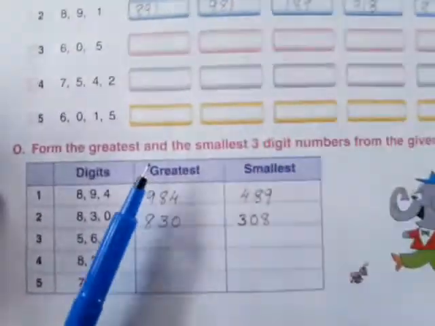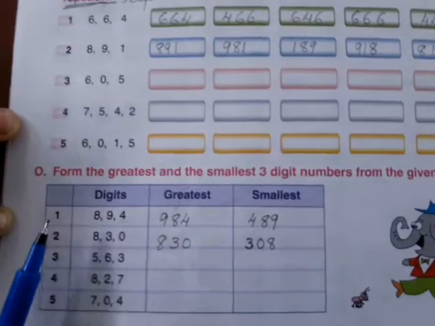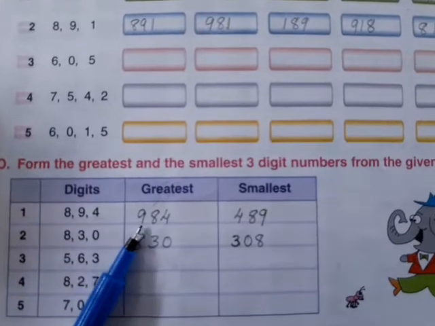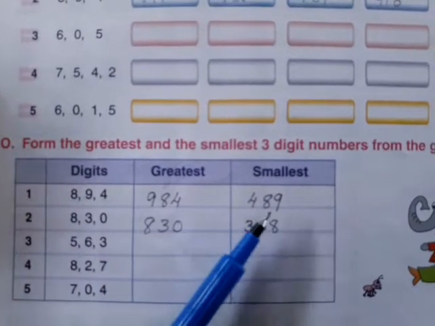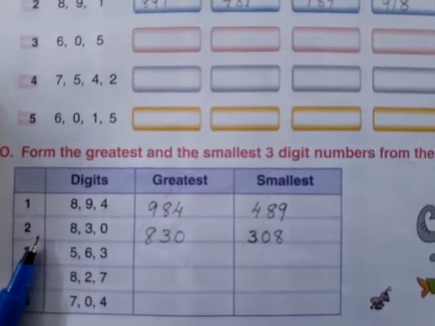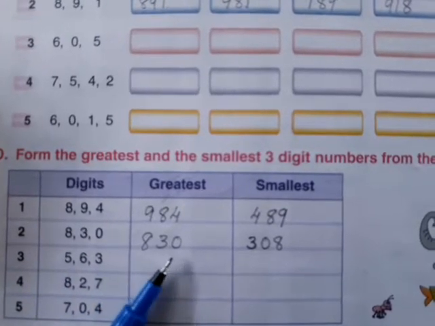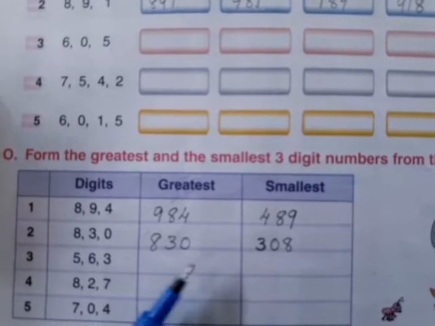And question O, form the greatest and smallest 3-digit numbers from the given digits. Here question 1, 8, 9 and 4: you are getting 984 as the greatest number and 489 as the smallest. Now question number 2, 8, 3 and 0: you are getting 830 as the greatest and 308 as the smallest.